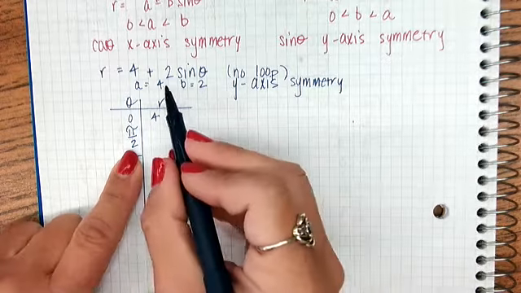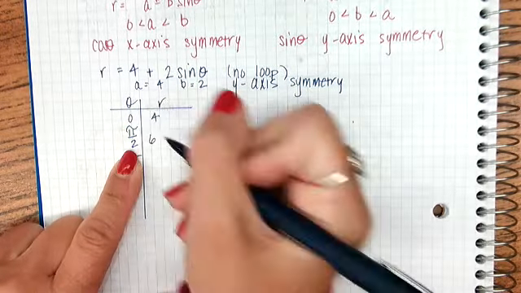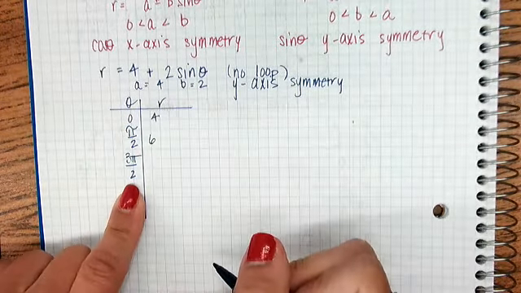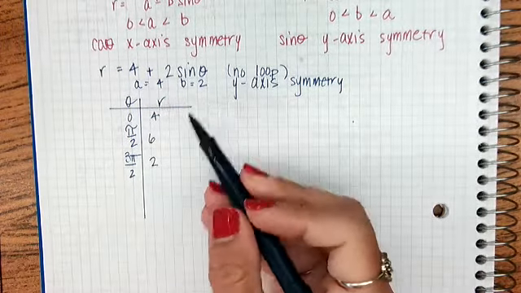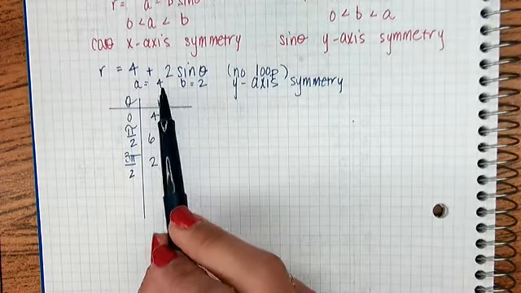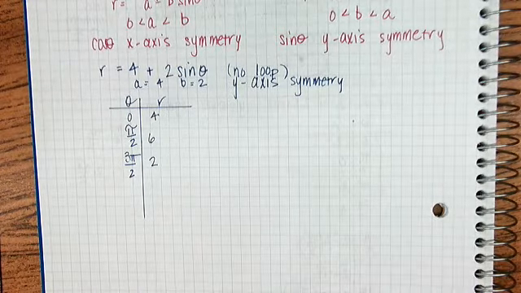Pi over 2, 6. 3 pi over 2, you get 2. I know I did that pretty fast. Plug in the points. I think that's right. Yeah. And let's take a look at the graph.